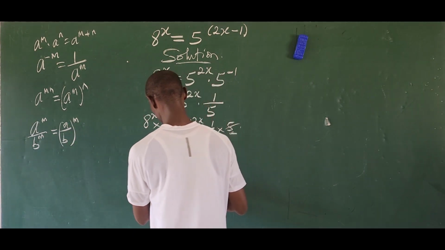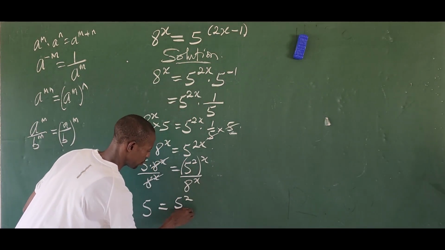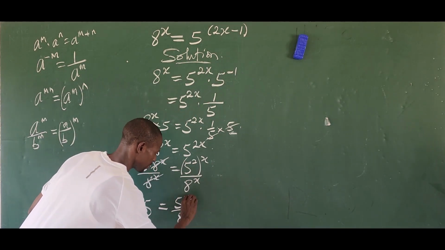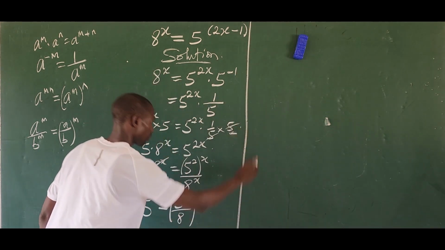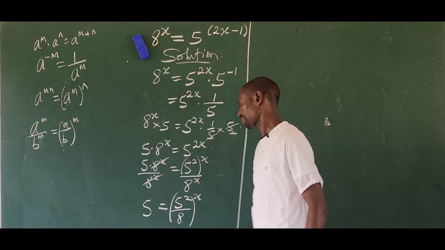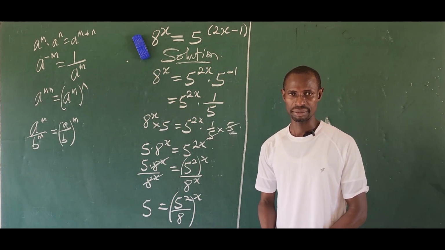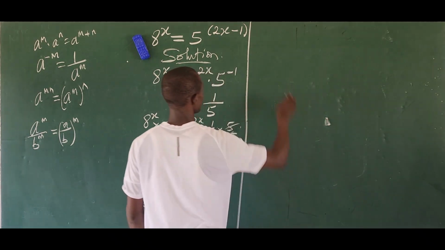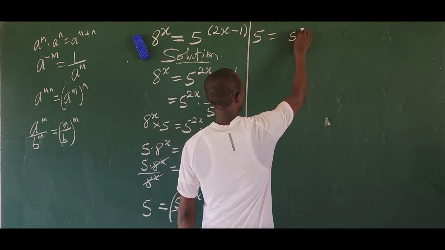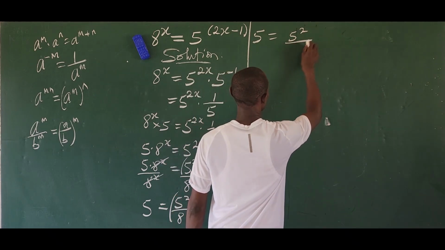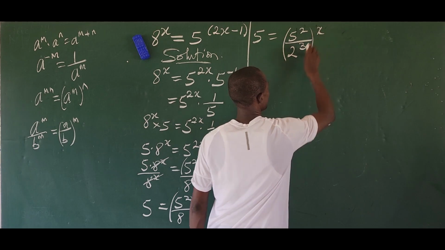And so we can rewrite this. Writing this gives us 5 to the power of 2 all over 8 all raised to the power of x. Right. Now let's check out this again. Yeah, 8 can be written as 2 to the power of 3. So let's go ahead and rewrite this. We're going to have 5 is equal to 5 to the power of 2 all over 2 to the power of 3, all raised to the power of x.